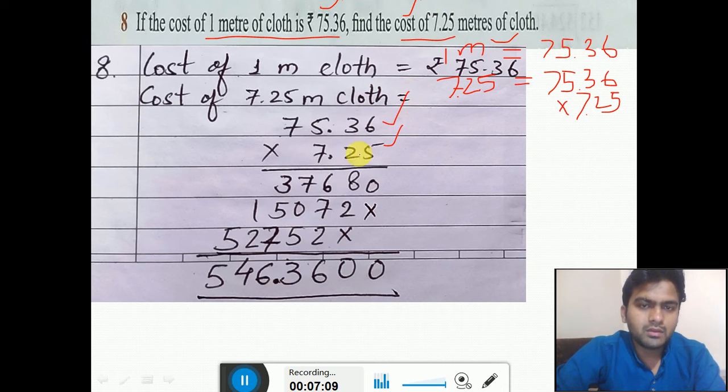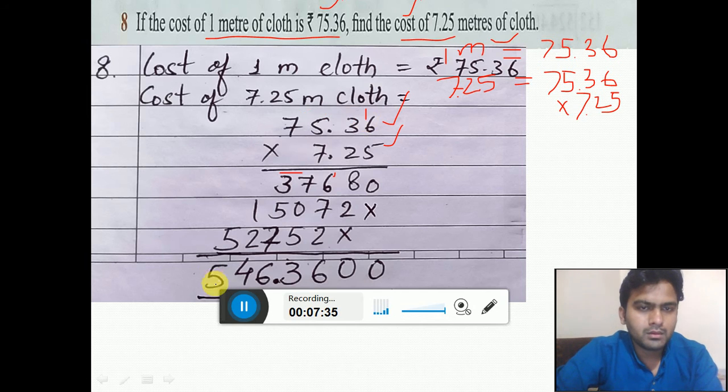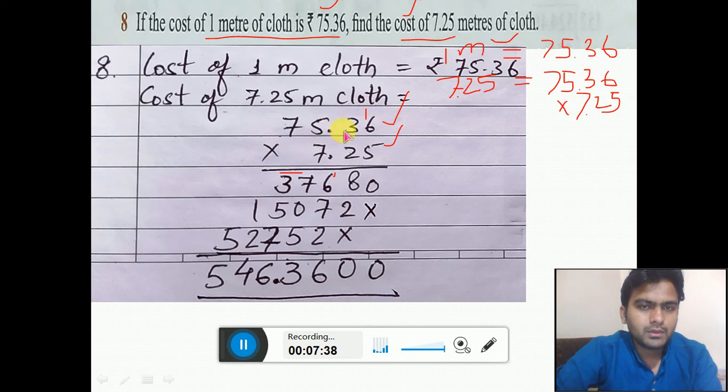Now 5 6s are 30, 0 carry over 3. Now 5 3s are 15 plus 3, 18, carry over 1. 5 5s are 25 plus 1, 26, carry over 2. 5 7s are 35 plus 2, 37, written 37. Now 2 6s are 12, carry over 1. 2 5s are 10. Now 2 7s are 14 plus 1. There is a carry of 1, 15.